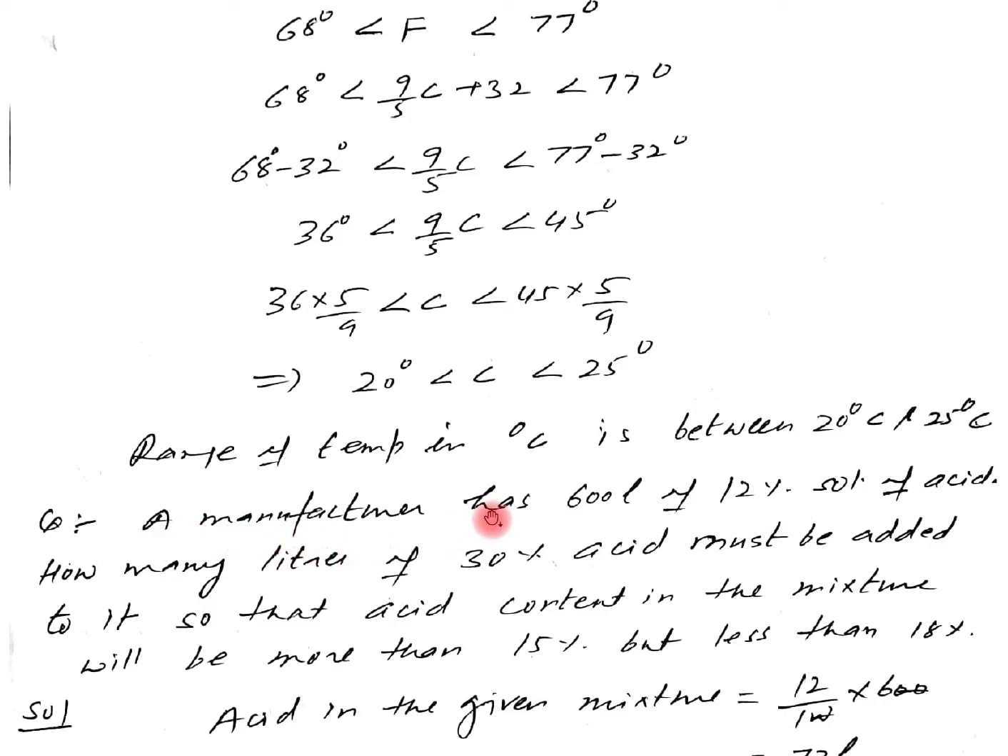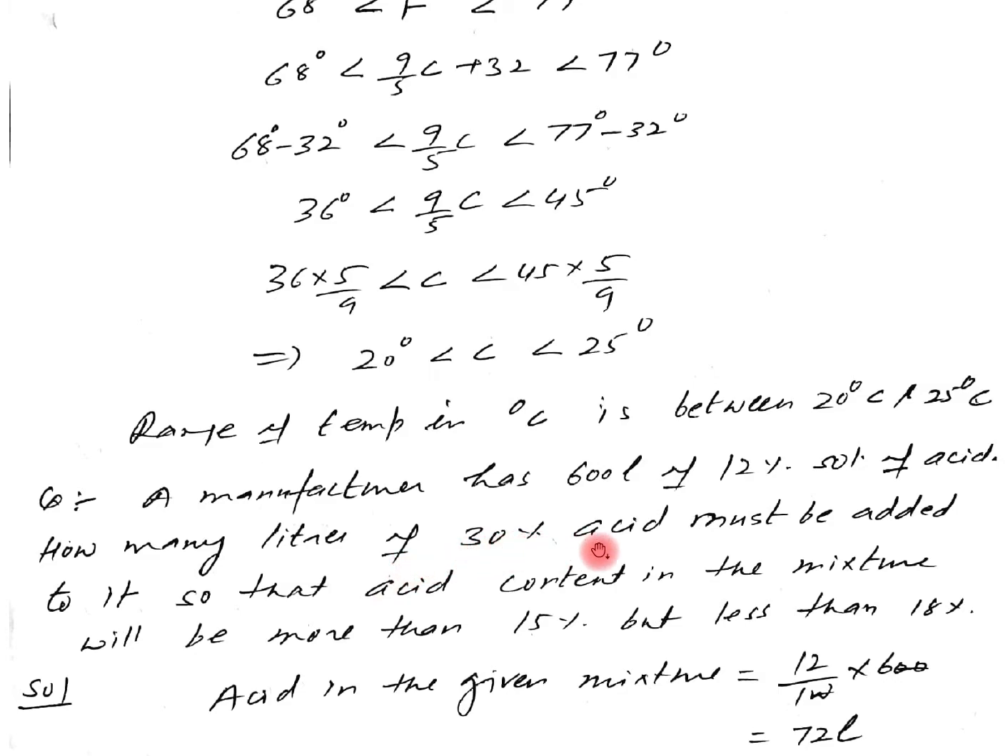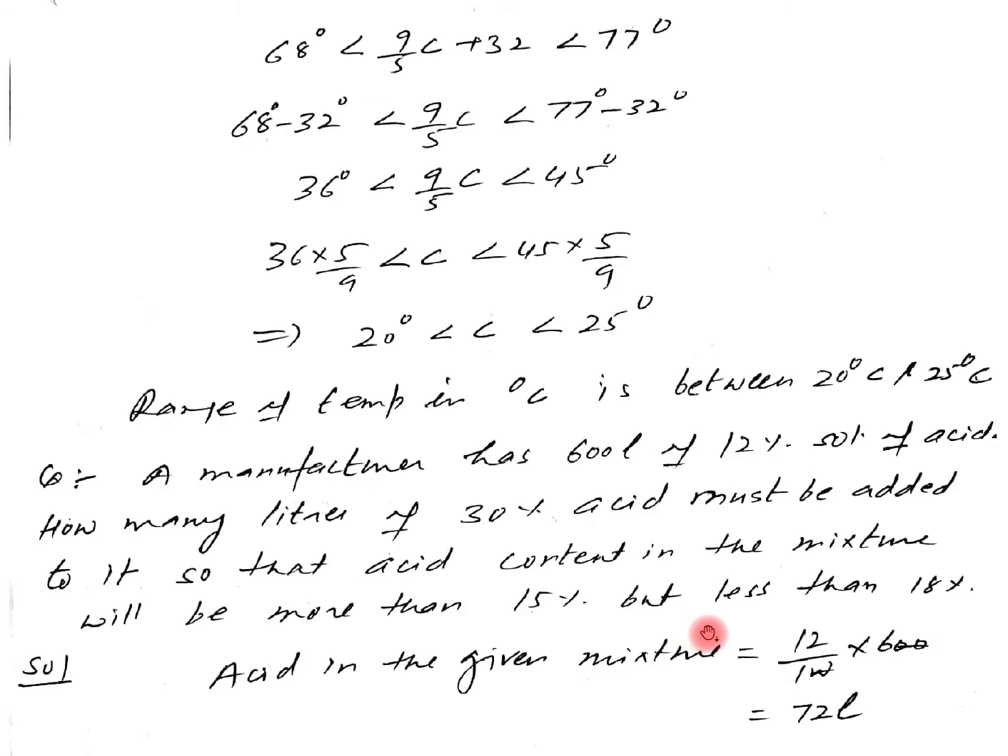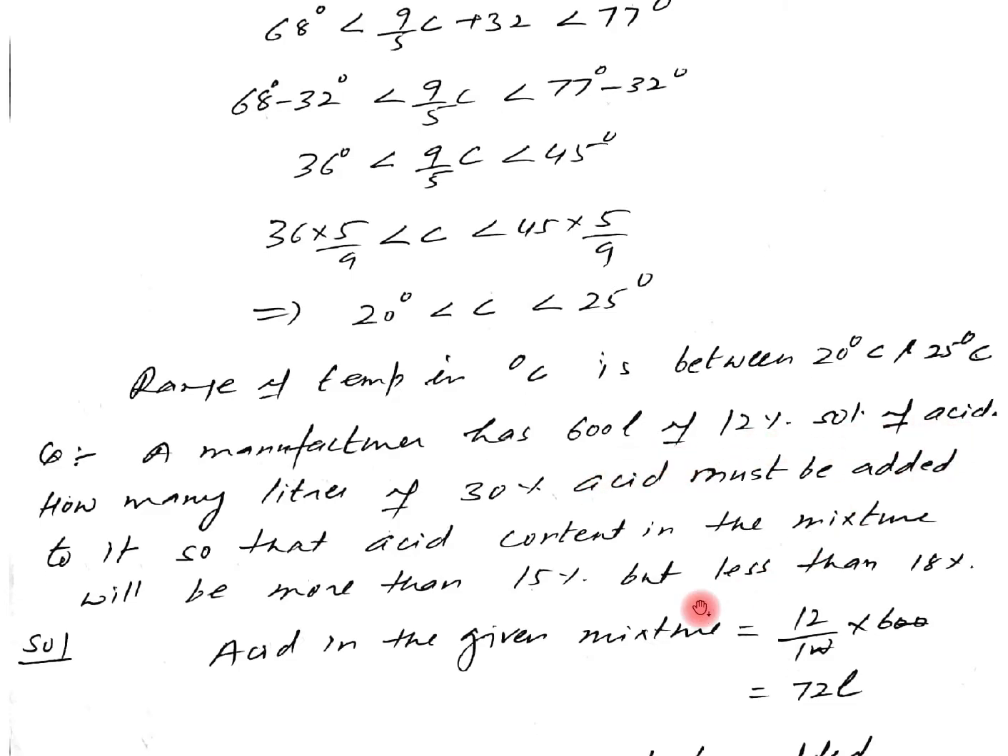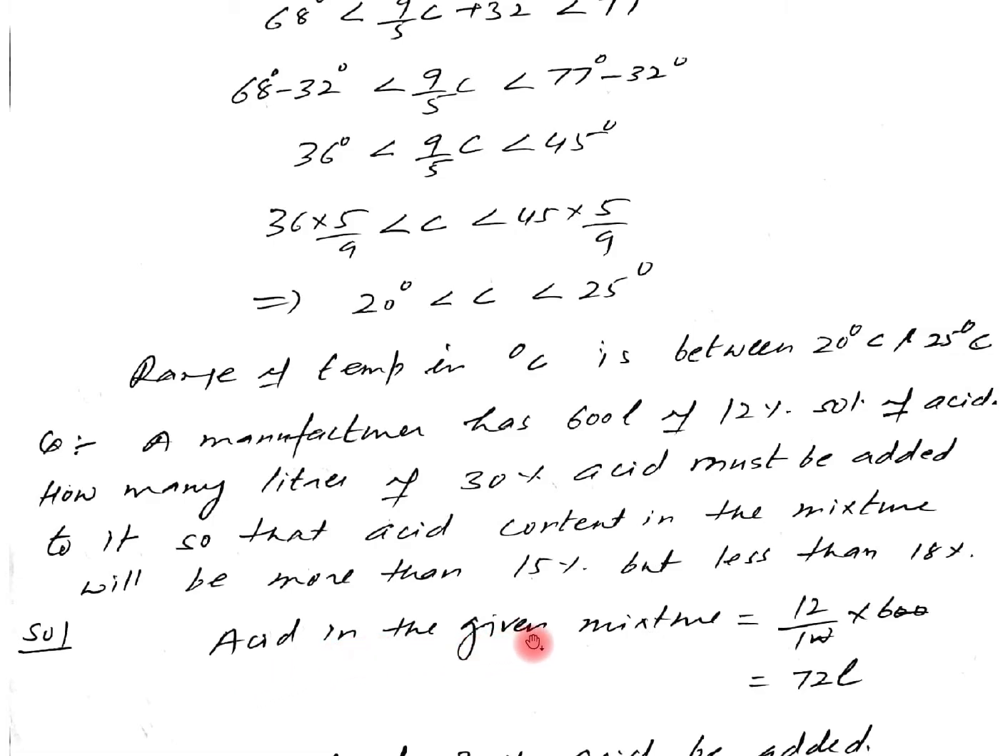A manufacturer has 600 liters of 12% solution of acid. How many liters of 30% acid must be added to it so that the acid content in the mixture will be more than 15% but less than 18%? Now initially in the question it is given that the 600 liter mixture has 12% solution of acid. Therefore, we can write acid in the given mixture is equal to 12 by 100 into 600. It means this is equal to 72 liter. It means in the given mixture we are having 72 liters of acid.